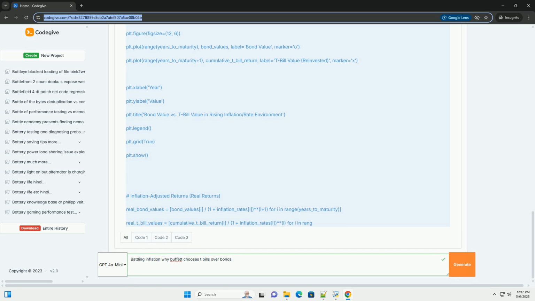4. T-bill scenario: T_bill_return, a list to store the cumulative value of reinvesting in T-bills each year. Each year, the previous year's value grows according to the prevailing interest rate for that year.